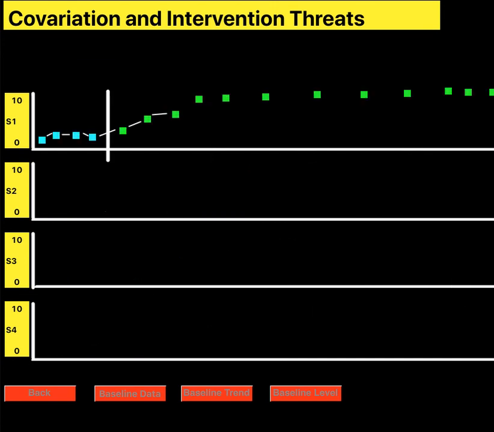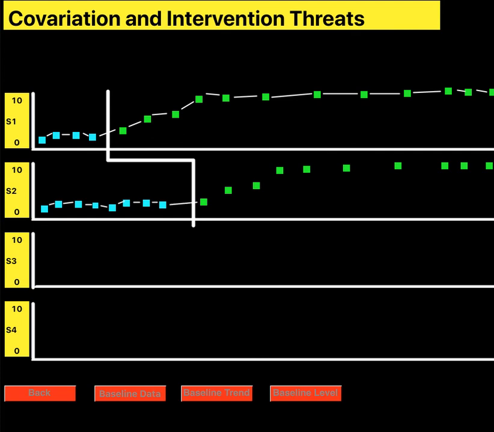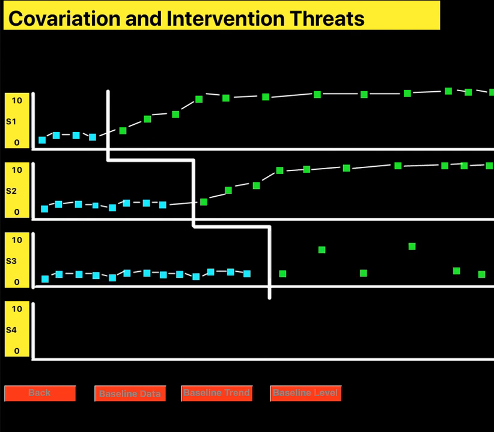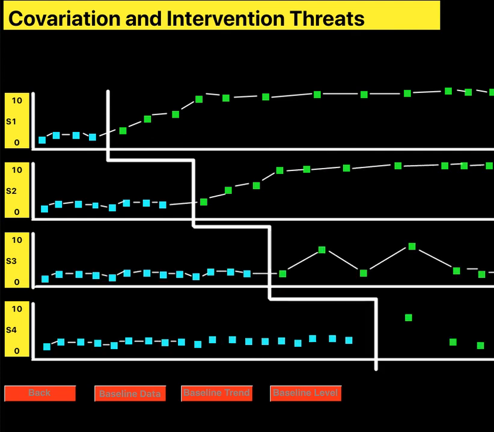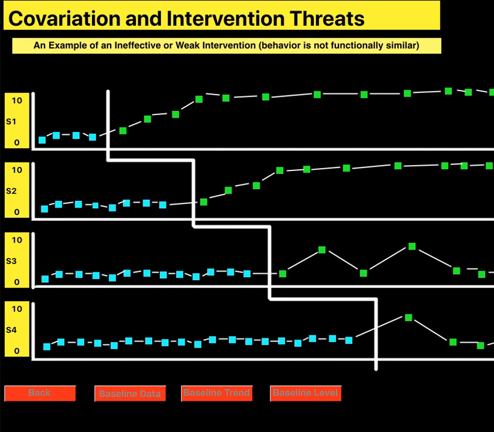The second threat will look something like this. Tier 1 and Tier 2, baseline data is stable. We intervene in Tier 1, moves in a therapeutic direction. Everything is hunky-dory. Same in Tier 2. Baseline is very stable. We intervene. The data moves in a therapeutic direction to competency.